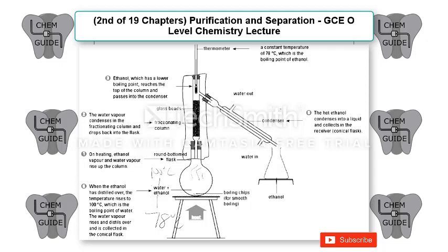Okay. So again, the thermometer is placed near the exit. Why? Because we want to measure the vapor. We just want to measure the pure vapor. We want to measure the temperature of the vapor that is escaping. So when this thermometer here shows 78 degrees Celsius, I know that the vapor that is escaping from here must be ethanol vapor. When the thermometer here reads 100 degrees Celsius, it means that all the ethanol has already escaped and it is now water that is coming out.